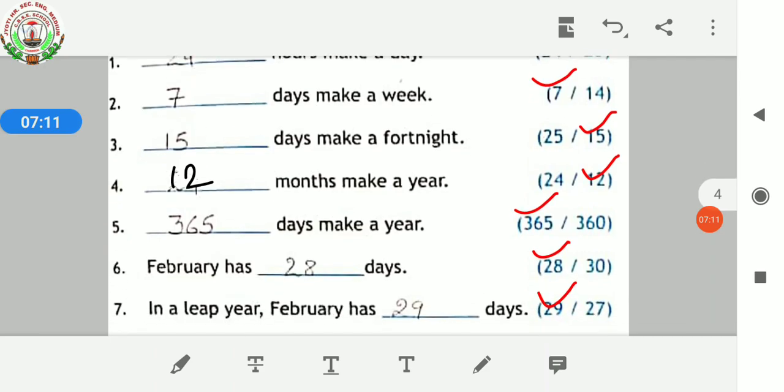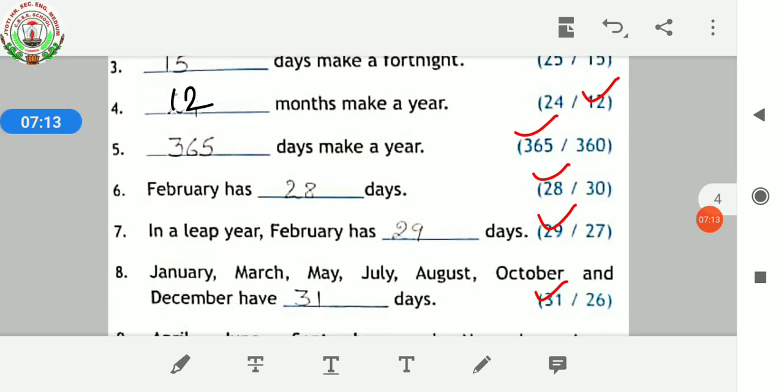Next, 365 days make a year. We know that how many days make a year? 365 days make a year. So in the options 365 and 360, both number of days are there. So you have to tick over 365. So in the blank you have to write 365, which make a year.